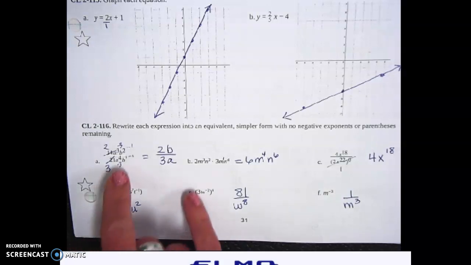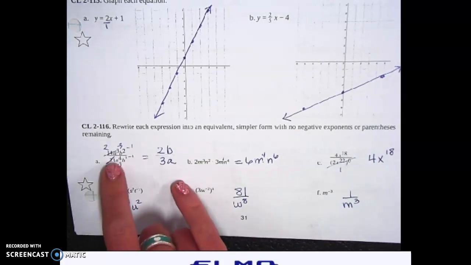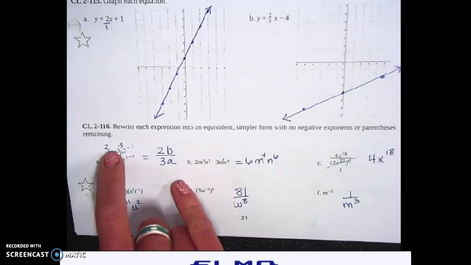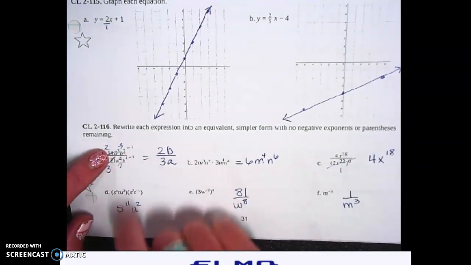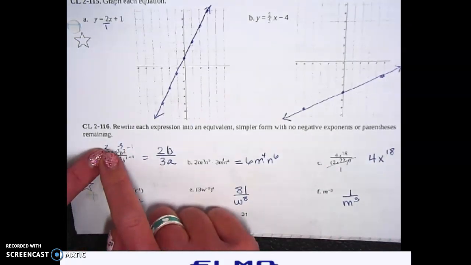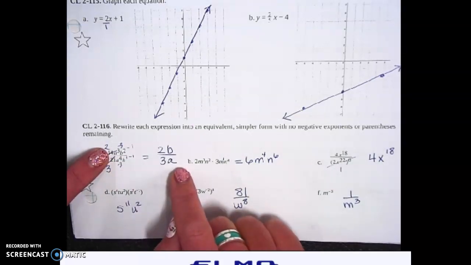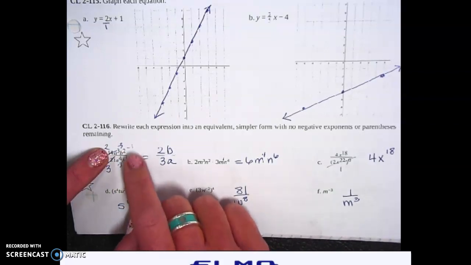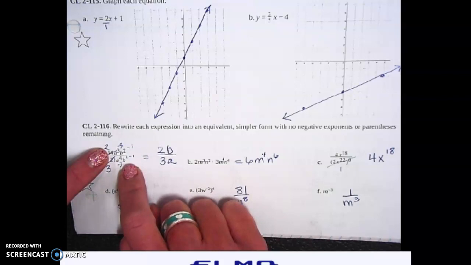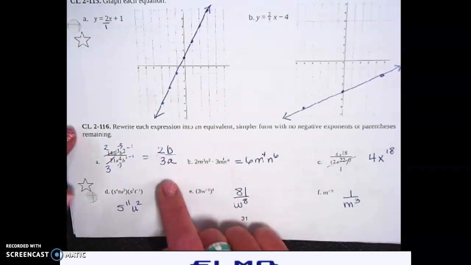Question 116 says rewrite each expression into an equivalent, simpler expression with no negative exponents or parentheses remaining. For part A, I reduced the 14 over 21 to 2/3. I saw that I had an a to the third and an a to the fourth, so I subtracted 3 from both of the exponents. That took that to a to the 0, which is 1. That took that to a to the first, which is just a. And then I saw b to the first and b to the second, subtracted 1 from each. That took that to 0, which makes it 1, because anything to the 0 power is 1. And that's just b to the first. So it's 2b over 3a.